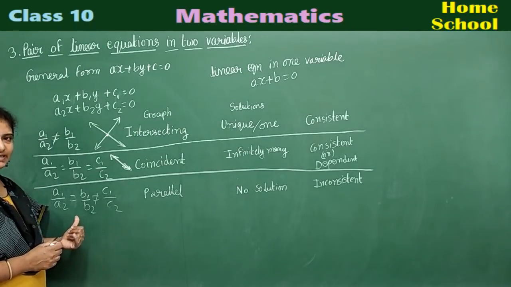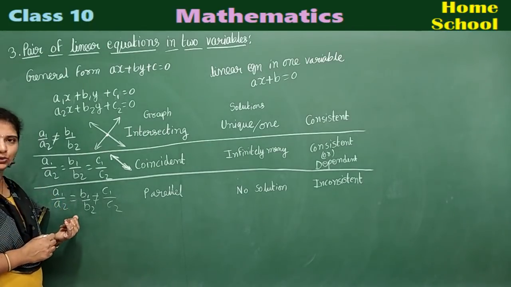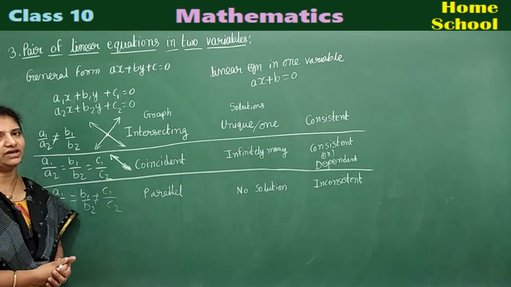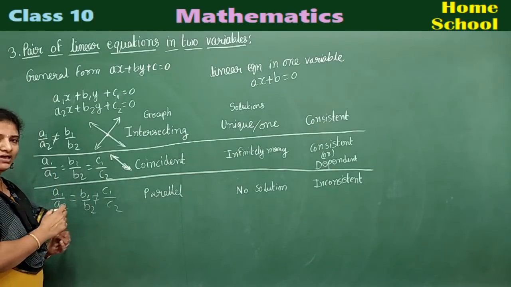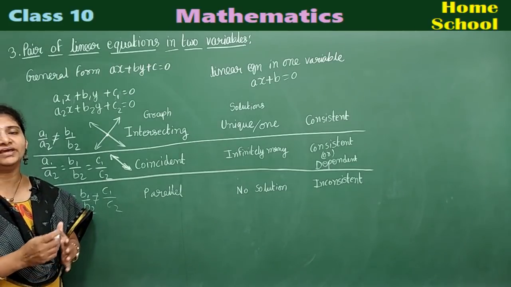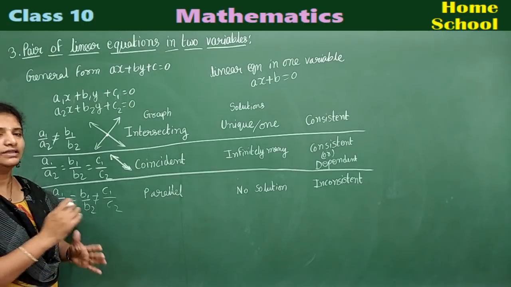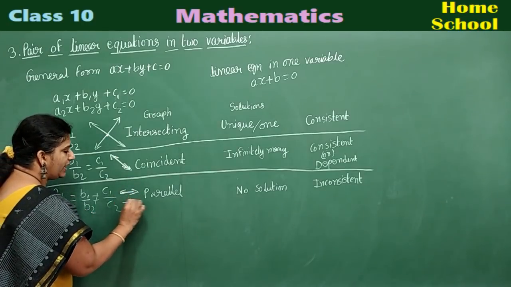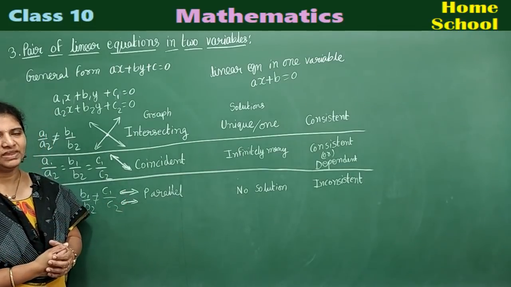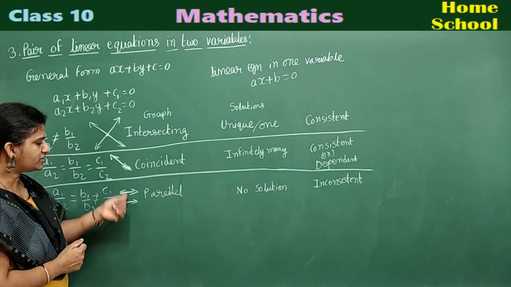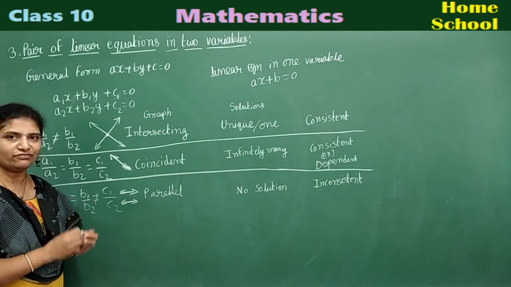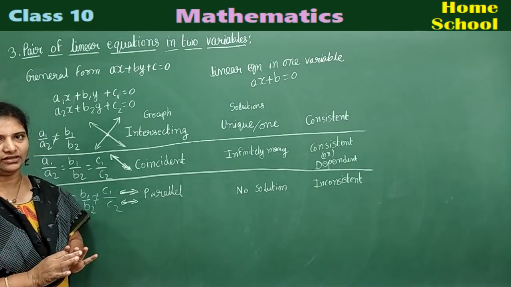Coming to your last case, if A1 by A2 is equal to B1 by B2 is not equal to C1 by C2. If these two ratios are equal and this is not equal, then how will be the graphical representation? The two lines will be parallel. If they are parallel, how many solutions are they having? They are not intersecting at any point. Therefore, there is no solution.